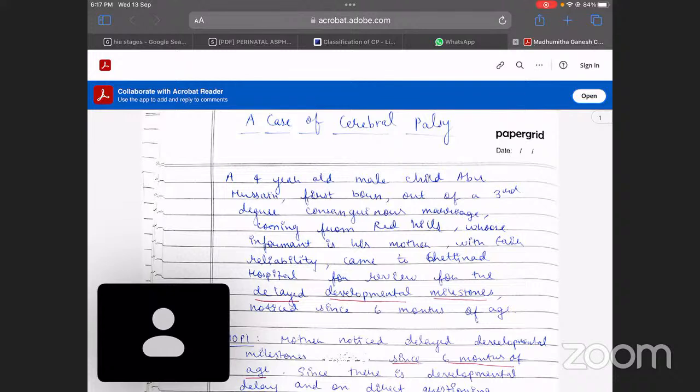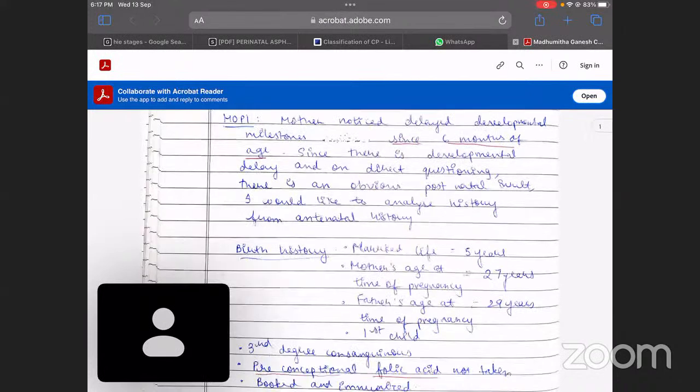So that's the reason why your motor milestone is more affected than the other milestones. But other milestones may get affected because of other comorbidity. It's not that other milestones will not get affected, but most commonly your motor milestone is affected, right? Yes, sir. Okay, next, you can slide it down.